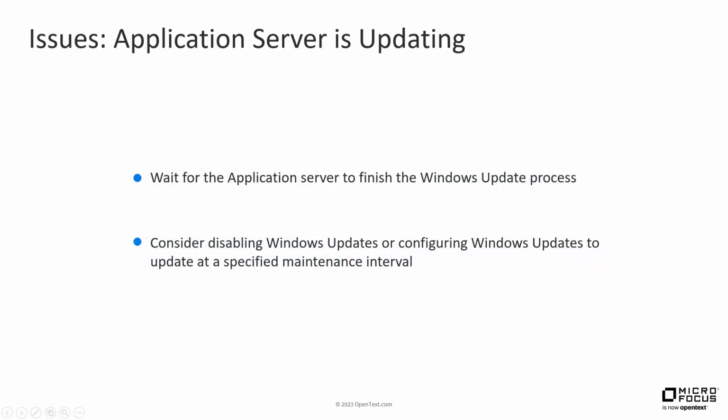In this case, your option is to wait for the application server to finish the Windows update process. You should also consider disabling Windows updates or configuring Windows updates to update at a specified maintenance interval when people are not using the service, generally during nighttime.